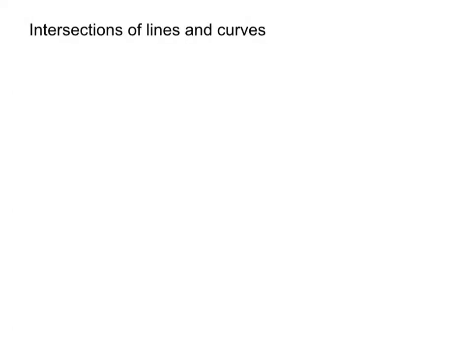Today I want to look at the intersections between lines and curves. Now, to find the intersection where the line y = 2x minus 4 intersects with the parabola y equals x squared plus 3x minus 6. To do this we need to solve these simultaneously.